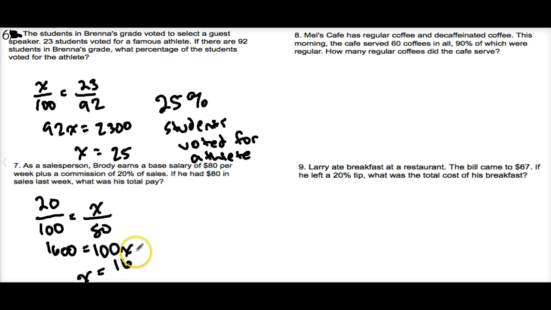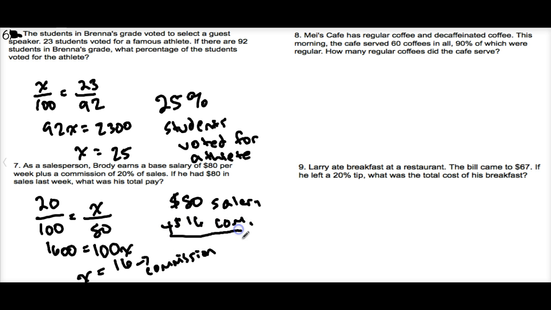Well, this is 20%. This is the commission. So we have to add this on top of his base salary. So this is going to be the $80 in salary plus the $16 commission to be a total of $96 total.